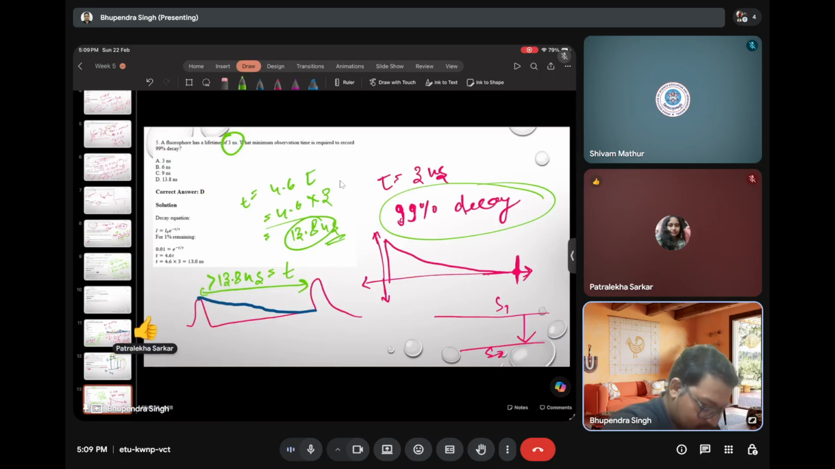And how to calculate this? This is 1% remaining. See, this 1% remaining means I0. This equation you know, the decay formula. I equal to I0 e to the power minus t by tau.